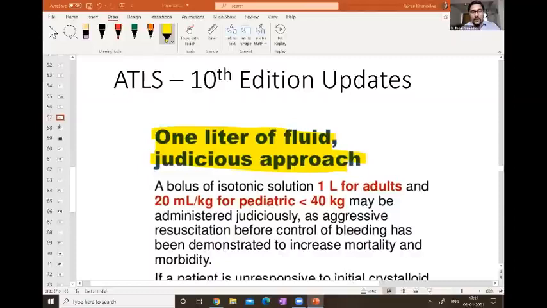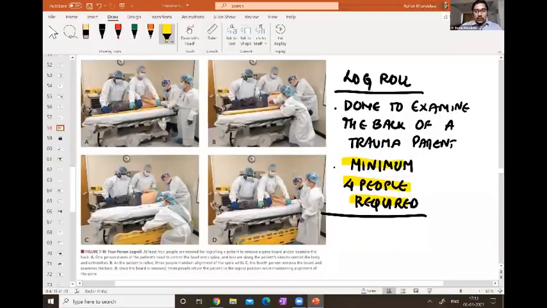But again, a question which has been asked in the exam is a log roll. Log roll is a technique done to examine the back of a trauma patient. And the question which has been asked, minimum 4 people are used to carry out an effective log roll. Super important for your exam is Glasgow Coma Score. And there are certain changes which have occurred in the Glasgow Coma Score. All of you should be able to memorize the Glasgow Coma Score and questions based on it first.